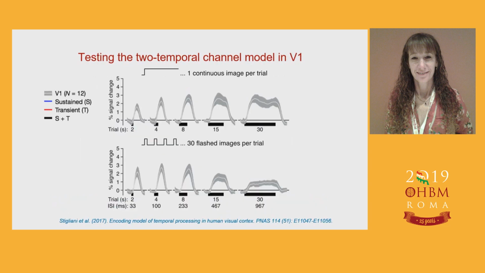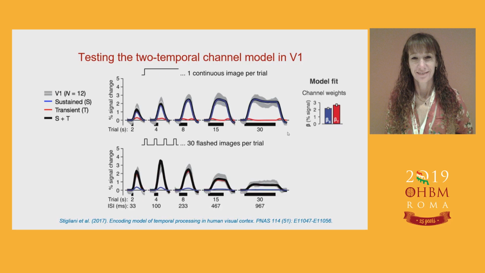The first thing that we did, we took the data from experiments 1 and 2 and saw if our model can predict the V1 responses. So we fit our model, and this is the estimated contribution of the sustained channel for each experiment shown in blue. This is the contribution of the transient channel shown in red, and the sum response across both channels shown here in black really quite nicely follows the BOLD response.